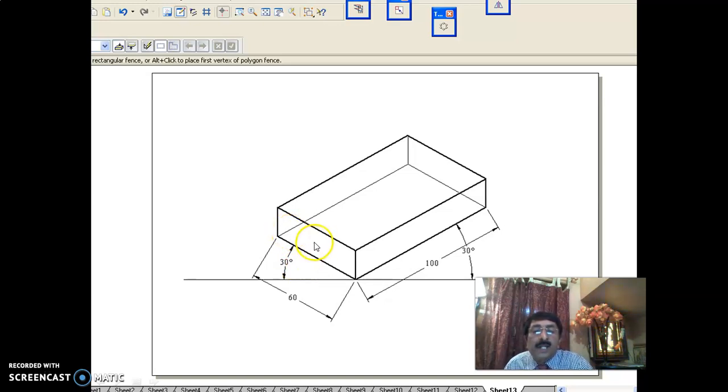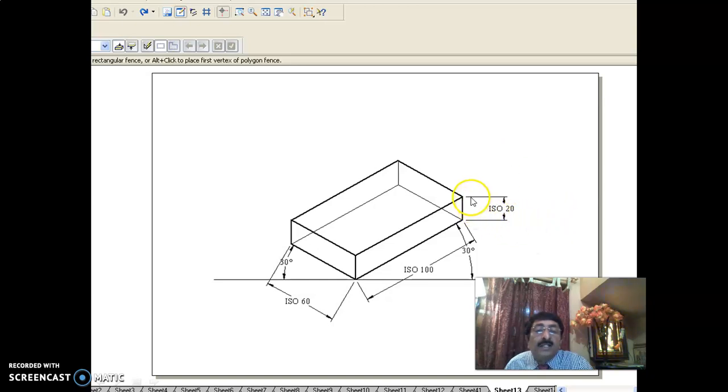If they say isometric projection, then using the scale command, select the entire thing, multiply by 0.816, and this will not be 20, it will be 20 into 0.816, this will be 100 into 0.816, this will be 60 into 0.816. In that way, you would call it ISO 100, ISO 60, ISO 20. This is the best way of doing isometric projection problems.